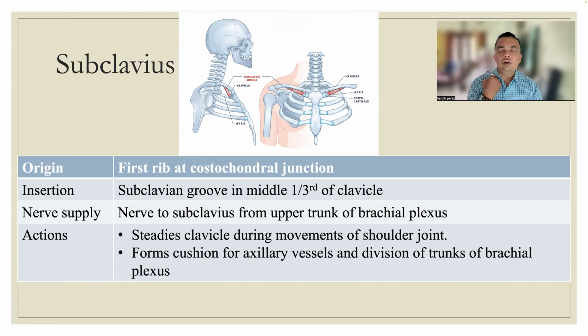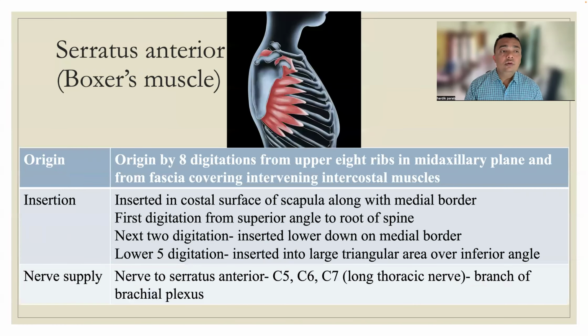During your shoulder movement it will keep the clavicle fixed, and it forms a cushion for the axillary vessels and divisions of trunk of brachial plexus. So it is providing a cushion kind of structure so that your axillary vessels, the axillary artery, axillary veins, and your brachial branches of the brachial plexus can rest there easily, and they don't get compressed. Okay, so that is a function of your subclavius muscle. So working like a cushion means it supports them, it gives a kind of shock absorption type of protection.